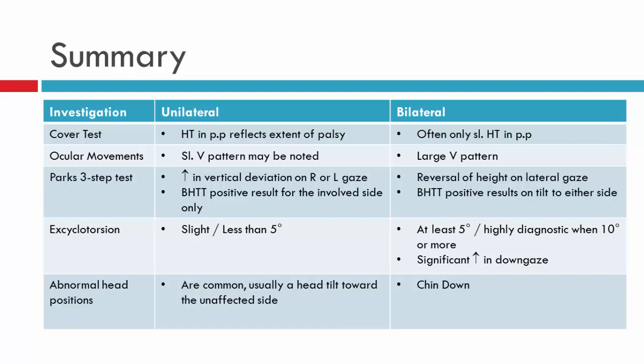Also look for that significant increase in down gaze. And finally, check the abnormal head posture and see whether they're tilting right or left. Bilaterals will generally have a chin down position, but remember, if you have a bilateral fourth nerve palsy that's asymmetrical and one of the palsies is very mild in nature, it may be difficult to differentiate between the unilateral and bilateral, and in this instance you'll have what's considered a masked bilateral superior oblique palsy that's likely to only be unmasked when the patient is operated on.